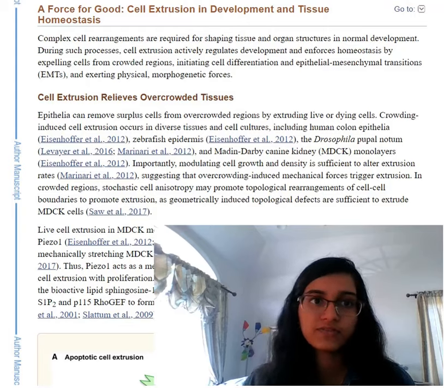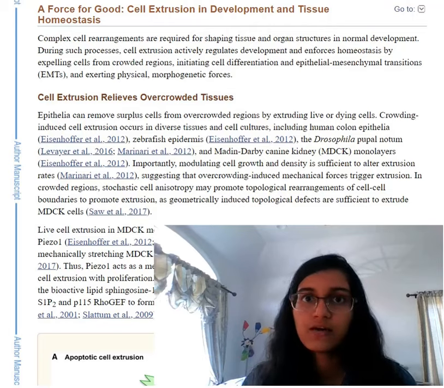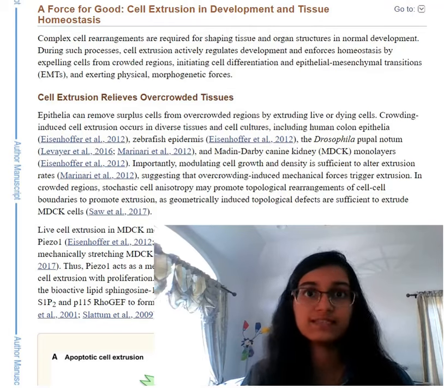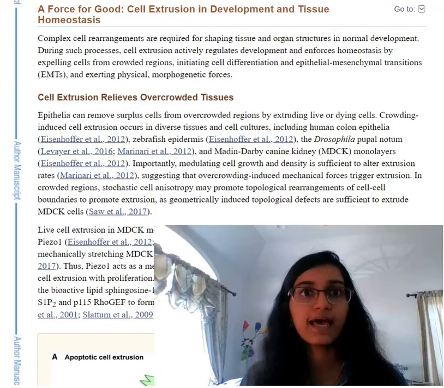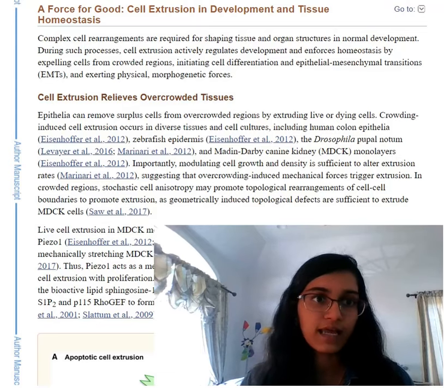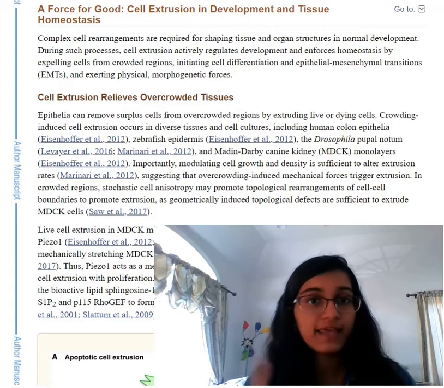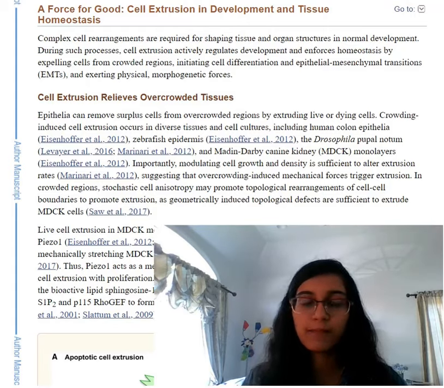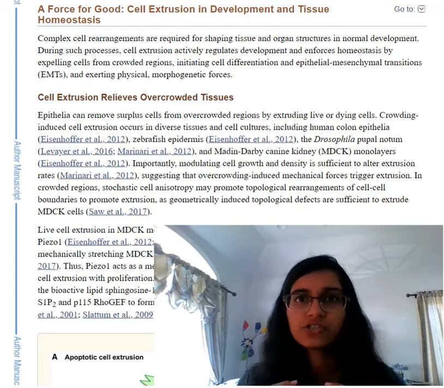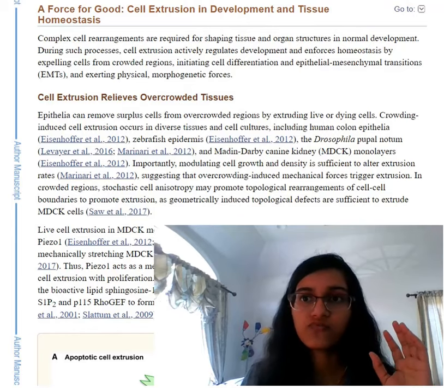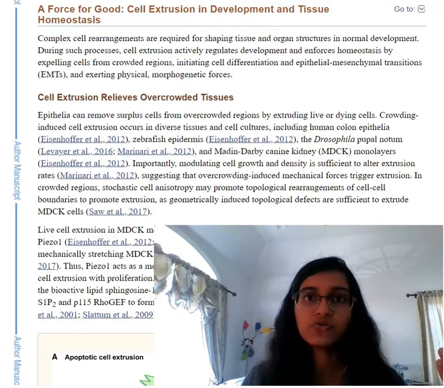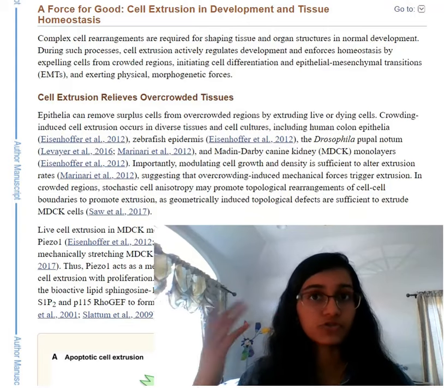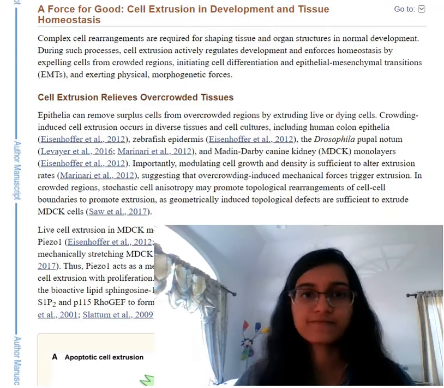It enforces homeostasis by expelling cells from crowded regions, which we kind of established in the abstract itself since it helps in apoptosis and plays a role in tumorigenesis anyway. And we also get here that it initiates cell differentiation. In cell differentiation, you essentially go from a stem cell that has no specific function and can turn into many different types of cells, like a baby cell basically, to a fully matured cell that has a more specific function.